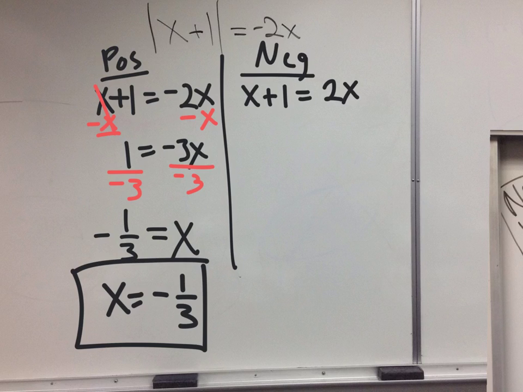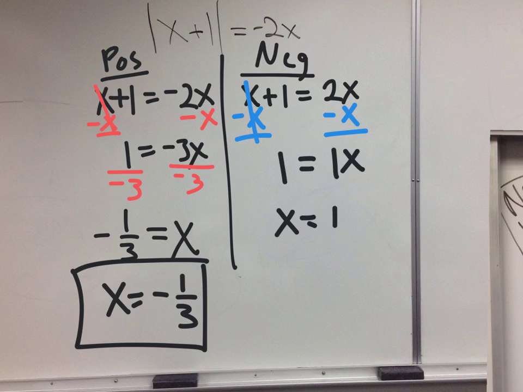Moving on to the other one, I'm going to move this x over by subtracting x. It's going to cancel. Subtracting x, I will have 1 equals 1x, or x equals 1. X is already by itself, so this might be another answer. Now, why do I say might be? Because I need to actually check both solutions here.